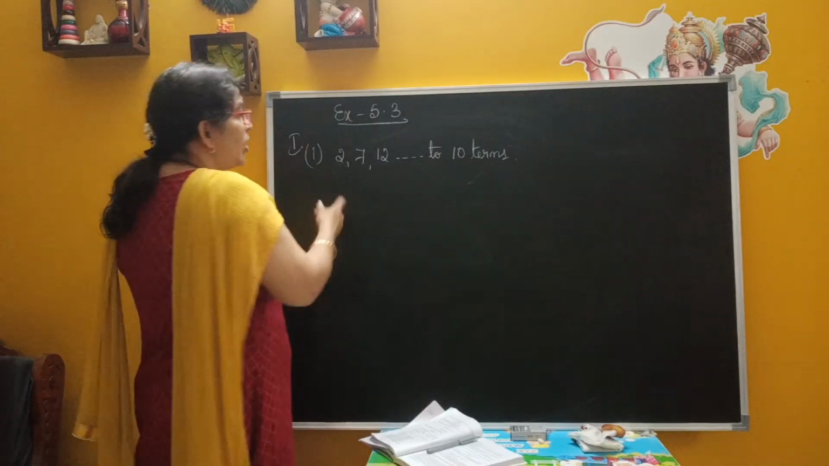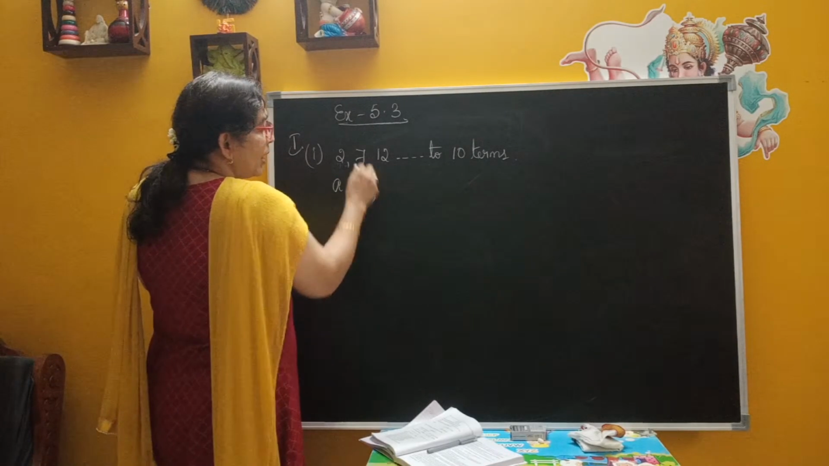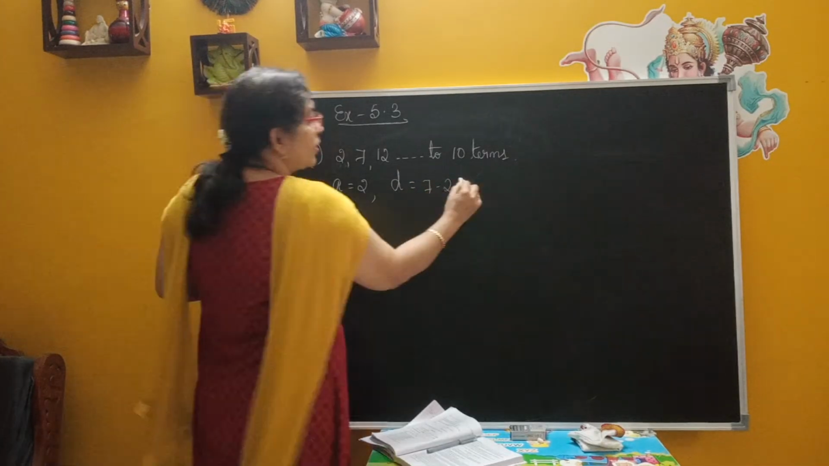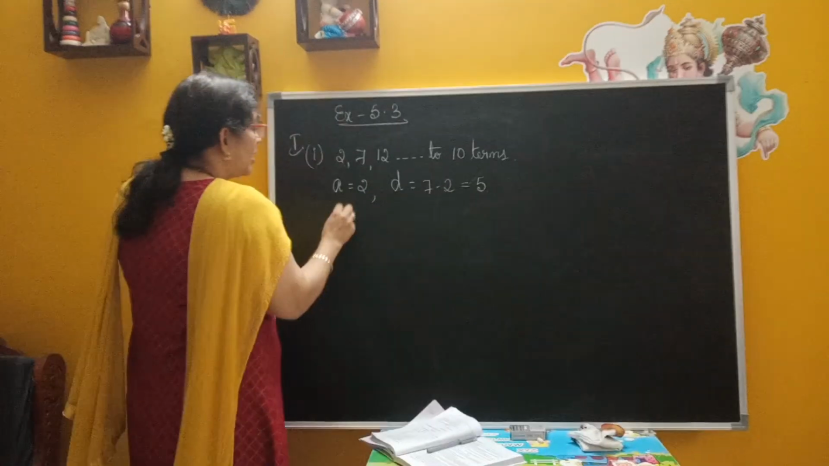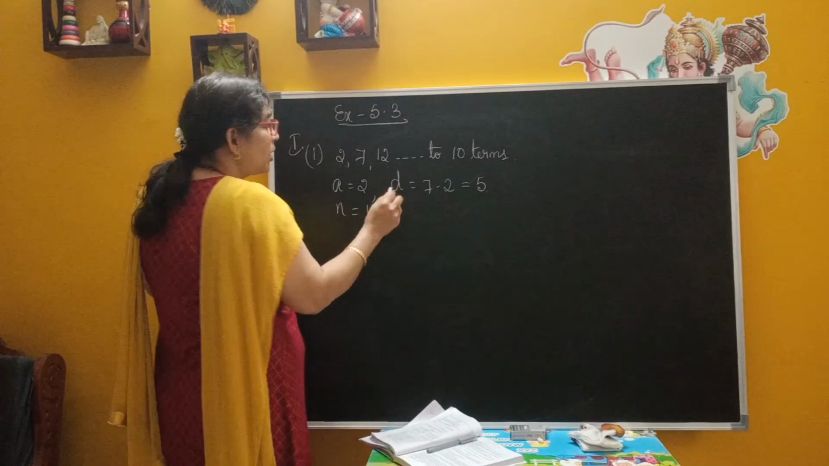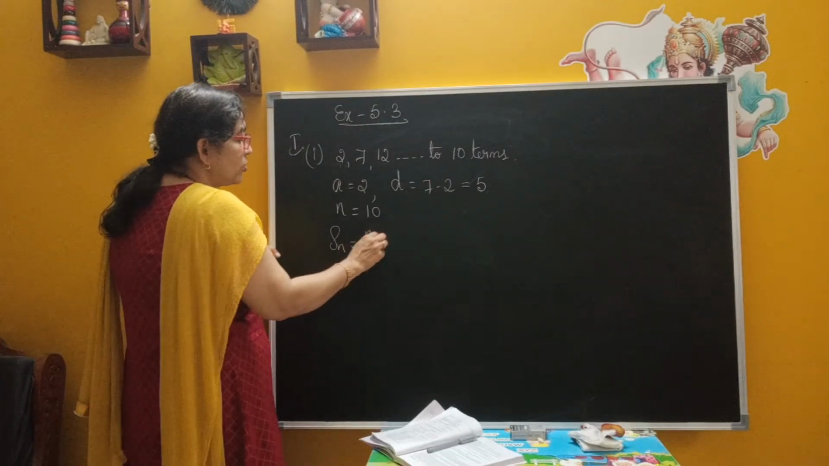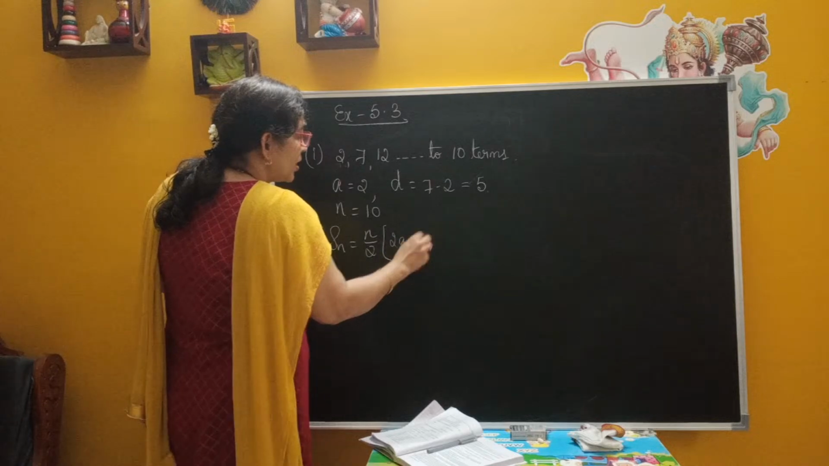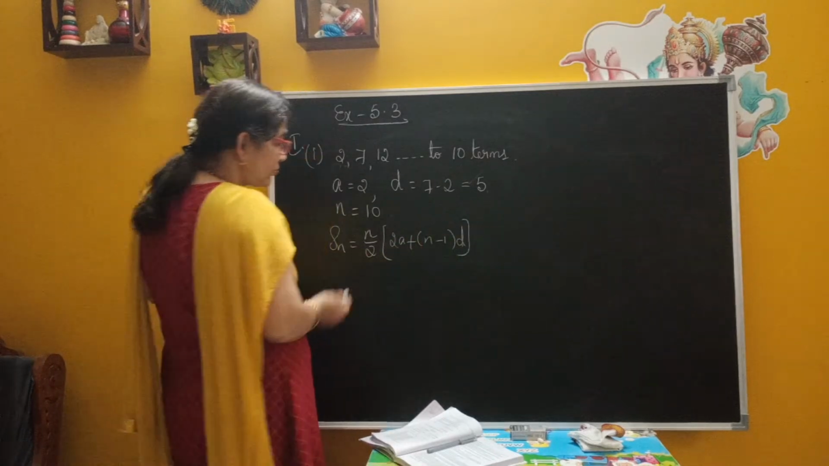Let us use the formula. Here a is given, how much? 2. d is how much? 7 minus 2 or 12 minus 7, whichever you can do here. So 7 minus 2 is equal to 5. And n is equal to what? 10 terms, so the n value is 10. So the formula is Sn is equal to n by 2 into 2a plus n minus 1 into d.